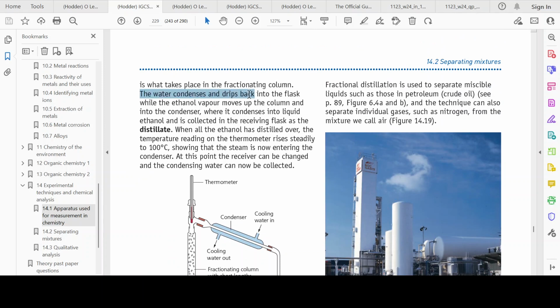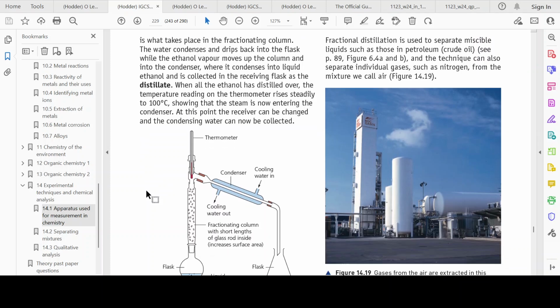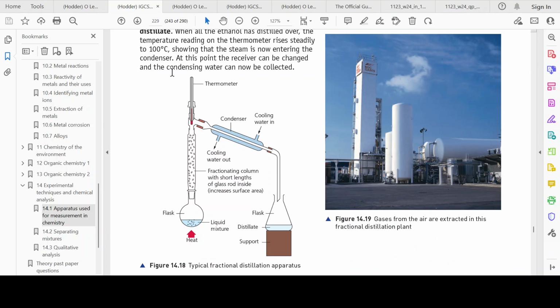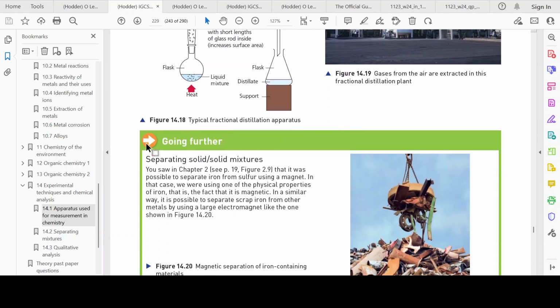The water condenses and drifts back into the flask while the ethanol vapors move up the column and into the condenser, where it condenses into liquid ethanol and is collected in the receiving flask as the distillate. When all the ethanol has distilled over, the temperature reading on the thermometer rises steadily to 100 degrees centigrade, showing that the steam is now entering the condenser. At this point, the receiver can be changed and the condensing water can be collected, and you have separated your two fractions.